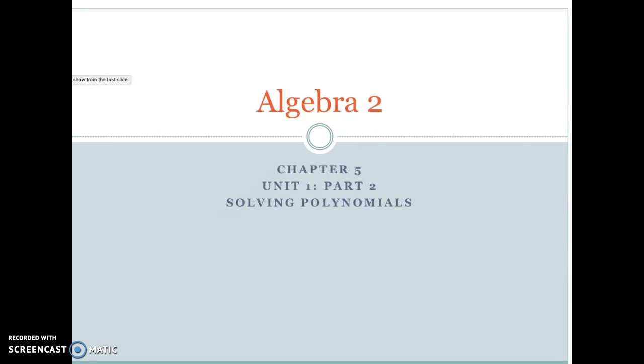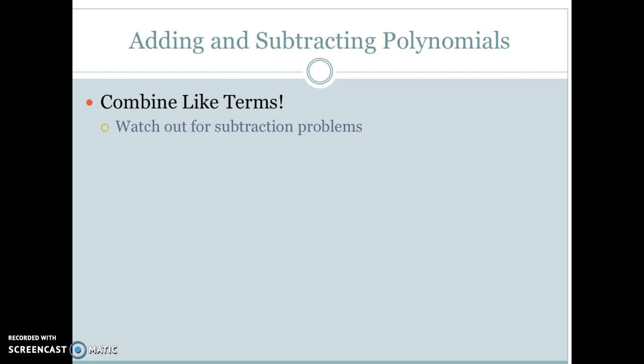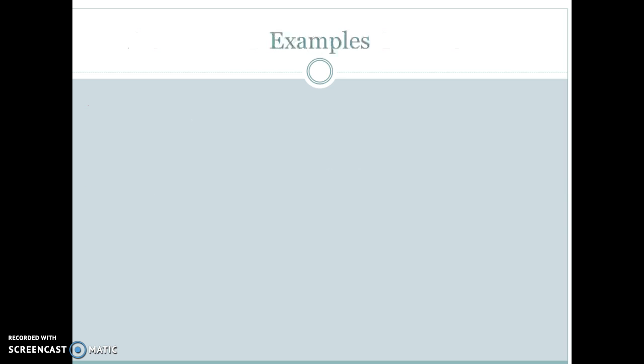This is Algebra 2, Chapter 5, Unit 1, Part 2, Solving Polynomials. So we're going to look into adding and subtracting polynomials first. Remember, when adding and subtracting polynomials, we want to combine like terms. And also you want to watch out for subtraction problems. More on that later. Write your answer in standard form, and let's look at some examples.